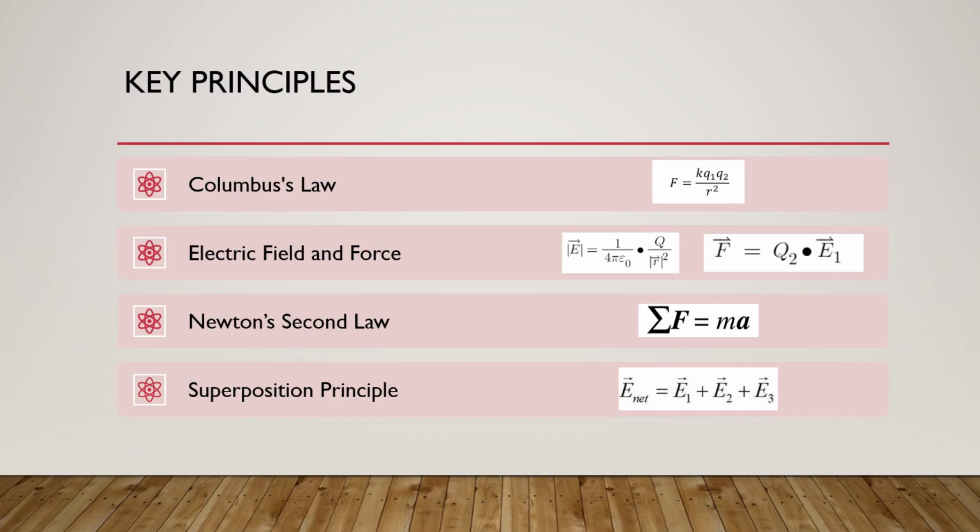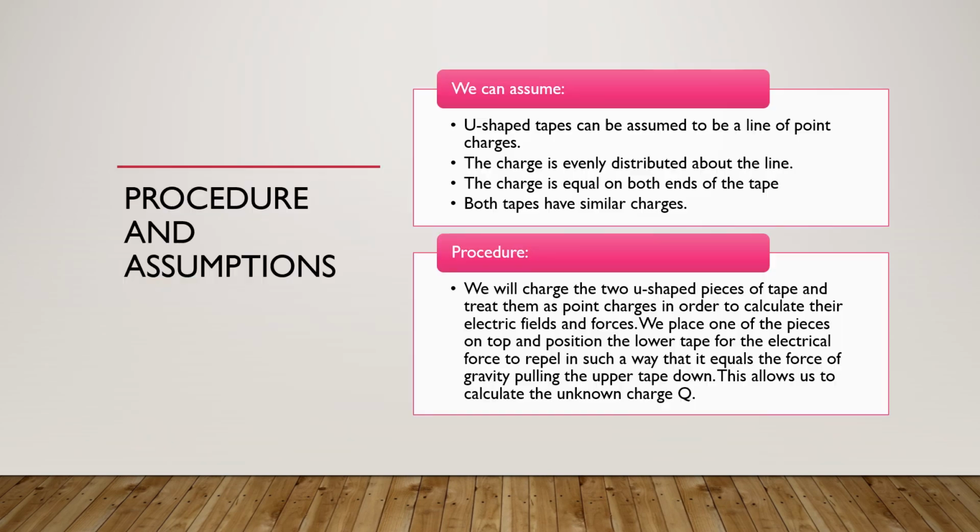Key principles we're going to be using are Coulomb's law, electric field and force, Newton's second law, and also the superposition principle. All the other laws we've used before. The superposition one is the only new one. That's just essentially saying that the net electric field is equal to the sum of the electric fields of each of the individuals. We're essentially just saying that the whole is the composition of its parts.